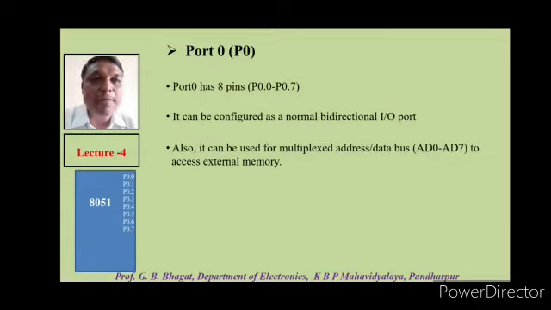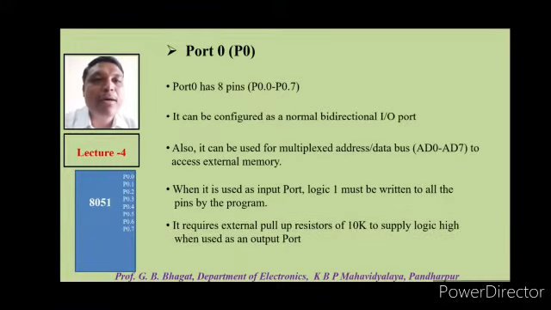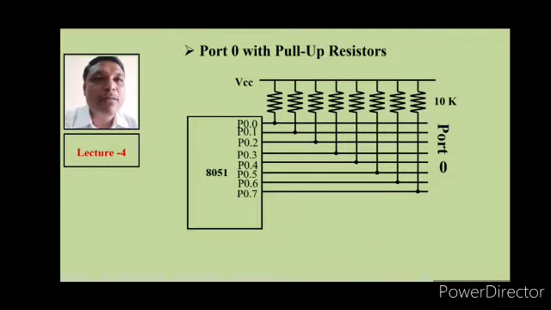of that memory interfacing. Next, when it is used as an input port, logic 1 must be written to all the pins by the program. That is, if we have to configure this port as input, then we should write data FF to that port. Then it requires external pull-up resistors of 10 kilo ohm to supply logic high when it is used as an output port. Here we should connect a 10 kilo ohm resistor to every pin of port P0 so as to set the output at logic high level.